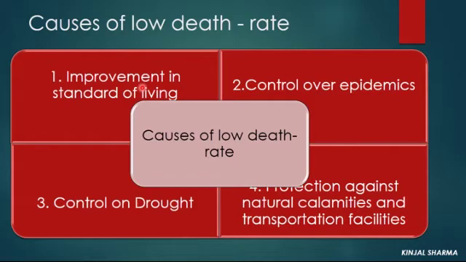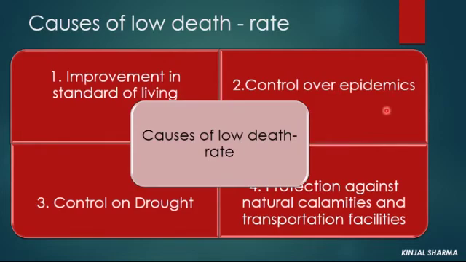Like first one, improvement in standard of living. So standard of living of the people has improved because of the rise in income of the people. Obviously, if income of the people increases, their purchasing power will increase, and if purchasing power increases, they will improve their way of living. For example, people of our country have now started getting better quality of food grains, better housing, better healthcare services, better education, which has led to decrease in death rate.